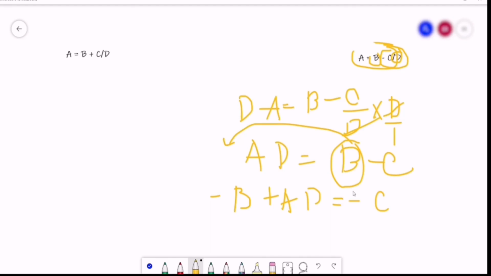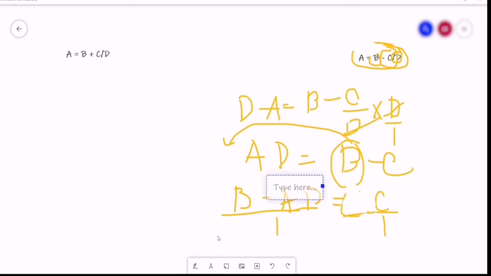And now, since we have this negative sign right here, we have to eliminate that sign by dividing both sides by negative 1. And on this side of the formula, we then have a change of signs. Instead of negative B, we have positive B. And instead of a positive AD, we will have a negative AD. Alright, so our resulting formula would then be C equals B minus AD.